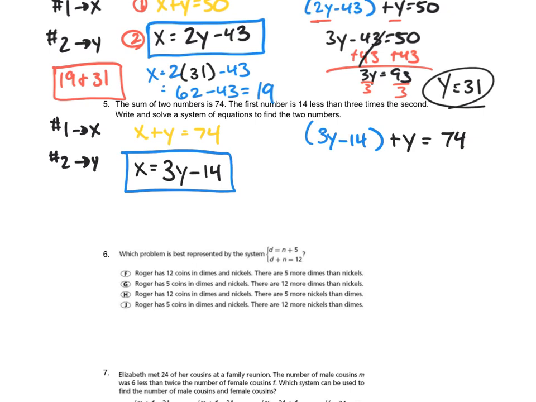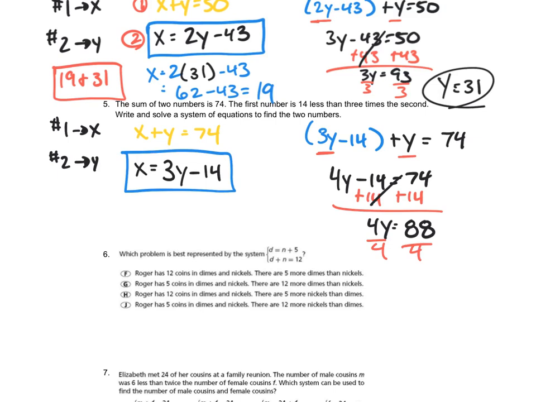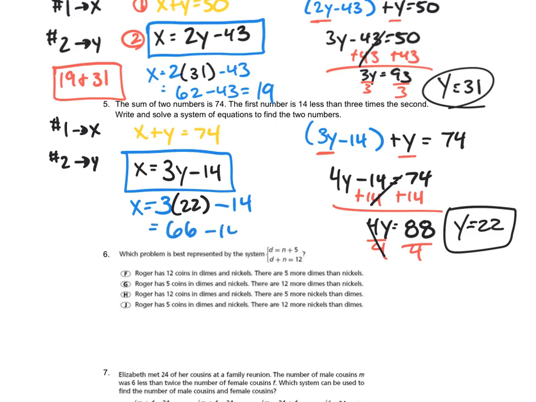Everybody okay? 3Y and Y make 4Y. Minus 14 equals 74. Plus 14. 4Y is equal to 88. Divide both sides by 4. Y is 22. So you just figured out what Y was. So now to figure out X, you just plug it in. I know I went really fast there. Are we okay? Yes. 66 minus 14 is 52. So your numbers are 52 and 22.